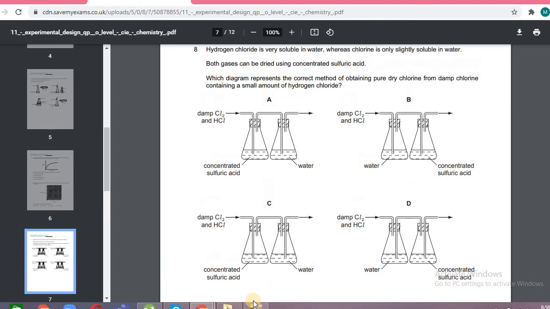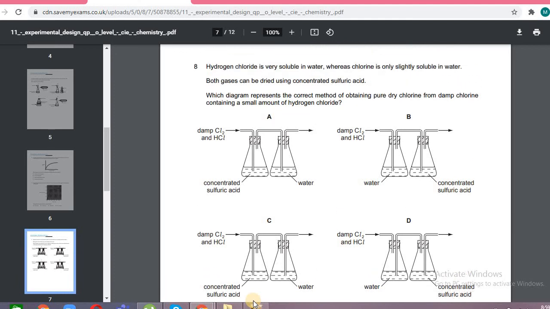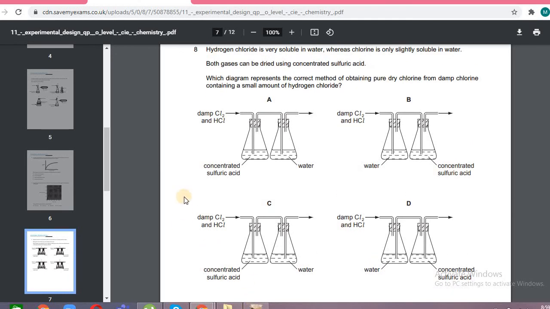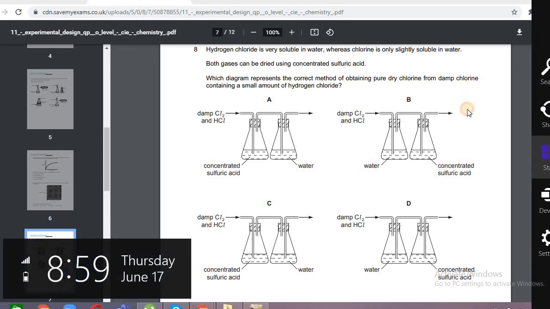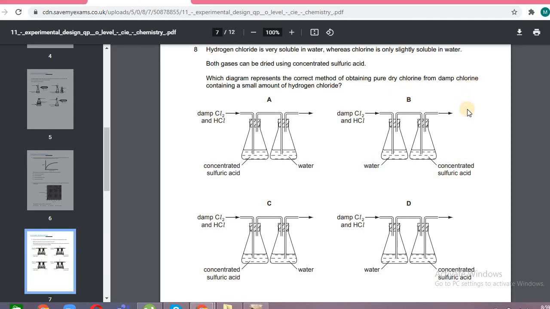Question number 8 has given us the 4 apparatuses. And the question is, hydrogen chloride is very soluble in water, whereas chlorine is only slightly soluble. So both gases can be dried using concentrated sulfuric acid. Which diagram represents the correct method of obtaining the pure dry sample of chlorine from the damp chlorine containing a small amount of hydrogen chloride?